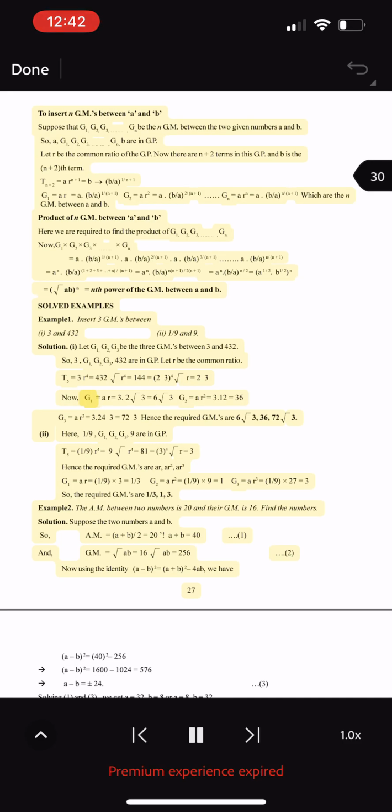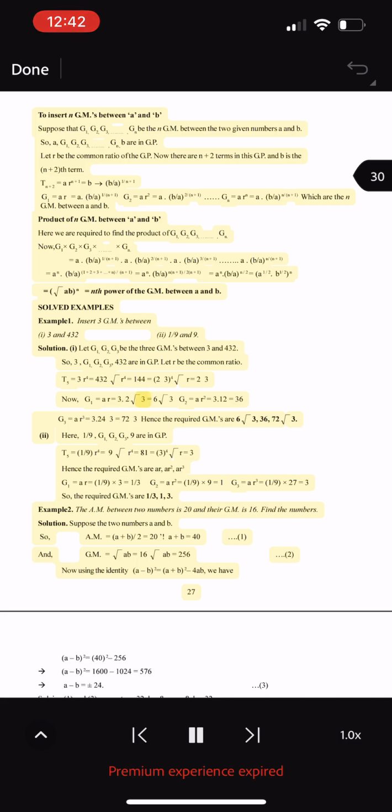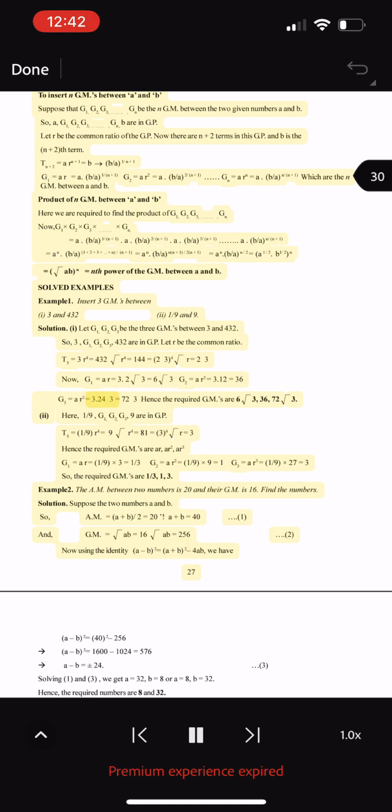Now, G1 equals aR equals 3 times 2 root 3 equals 6 root 3, G2 equals aR2 equals 3 times 12 equals 36, G3 equals aR3 equals 3 times 24 root 3 equals 72 root 3. Hence the required GMs are 6 root 3, 36, 72 root 3.